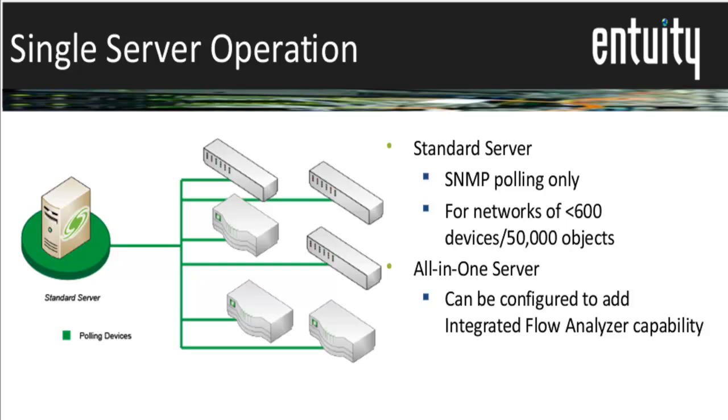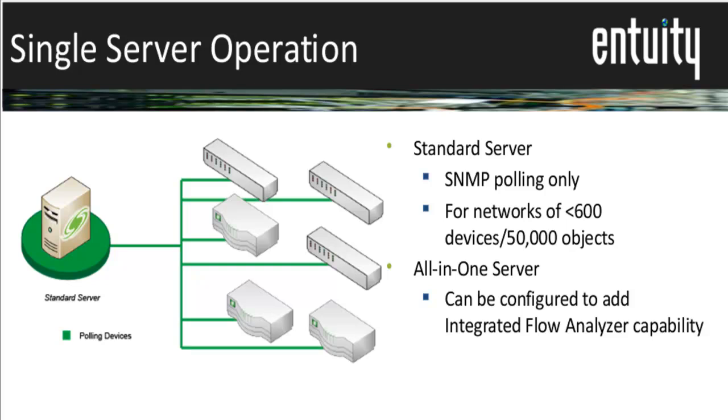So one of the things that's done during the configuration process is that you select what type of server you want to configure. There are actually three types of servers. I'll cover the third one in a subsequent slide. But for single server operation, you have one of two ways that you can configure the server. One is a standard server, which I'm showing here in this diagram.